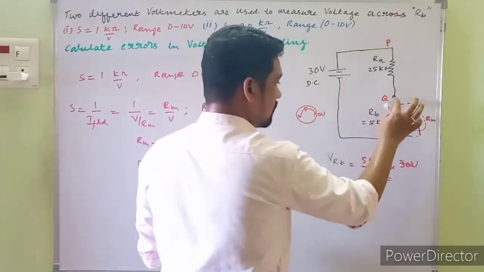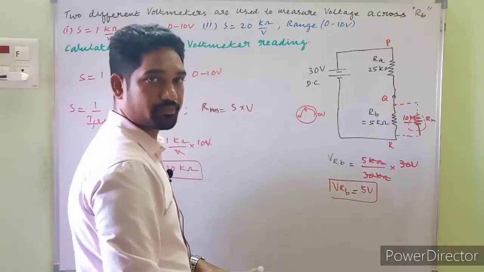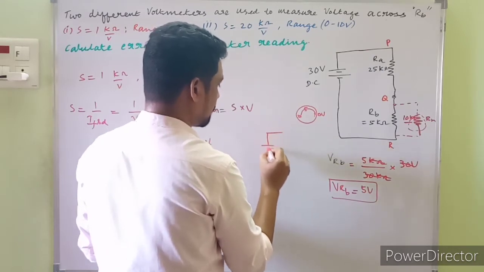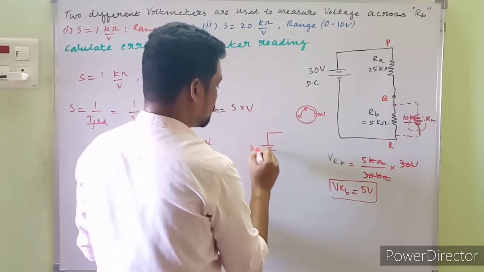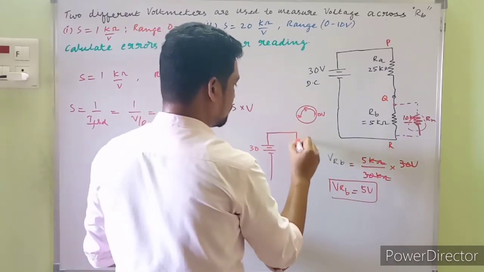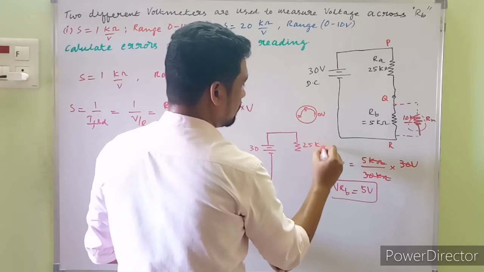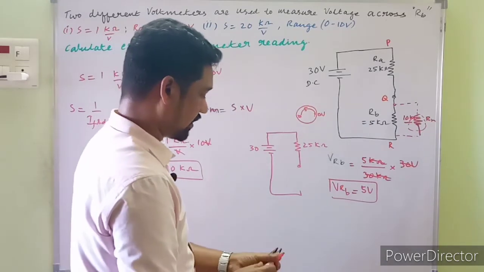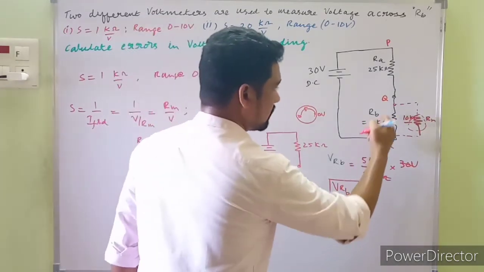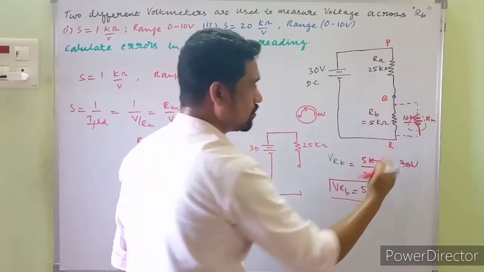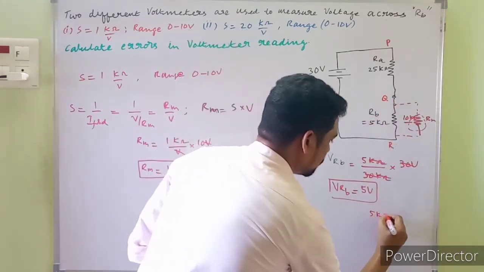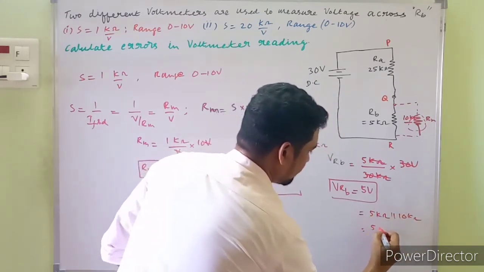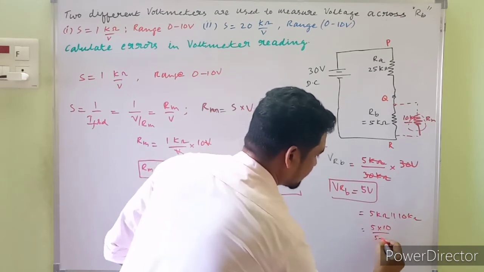Now the resistance across QR will be changed to some other level. The equivalent circuit would look like this. The 30 volts supply is as it is, with no change, and even the 25 kilo ohm is as it is. Now have a halt and look at the circuit modification. The equivalent resistance between QR would change to a new level, given as 5 kilo ohm in parallel with 10 kilo ohm. So we write this as 5 into 10 by 5 plus 10 kilo ohms.